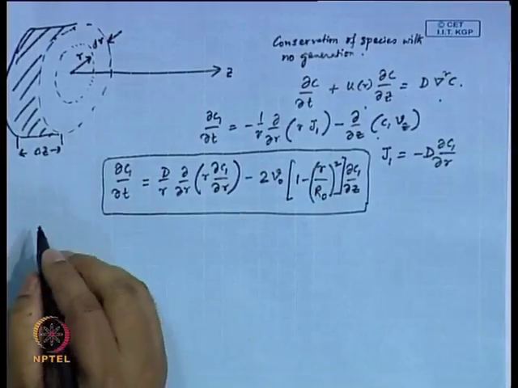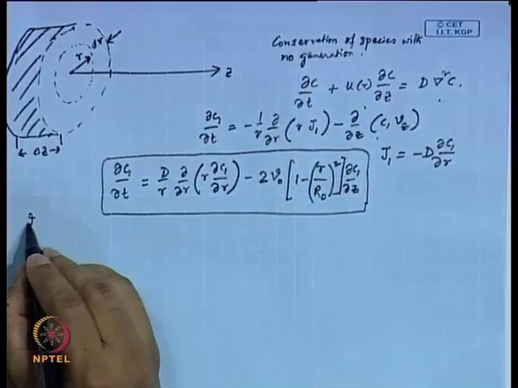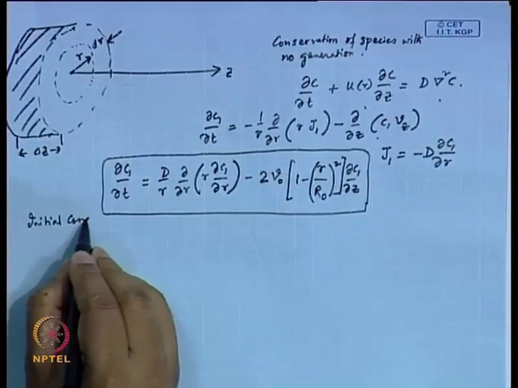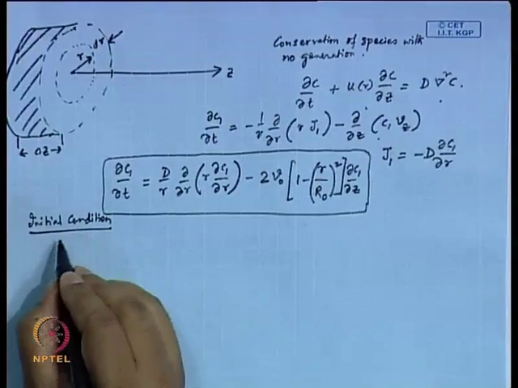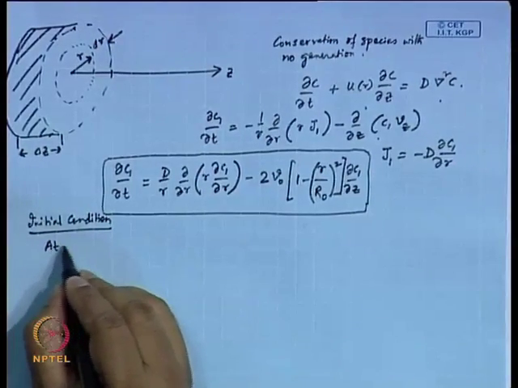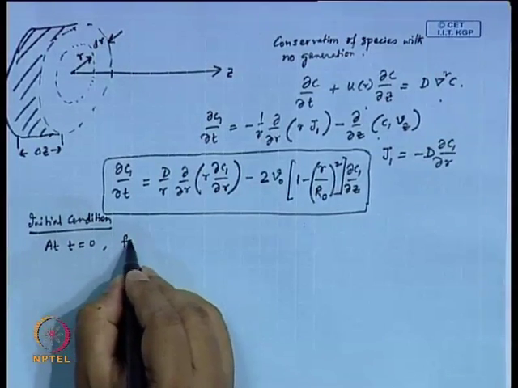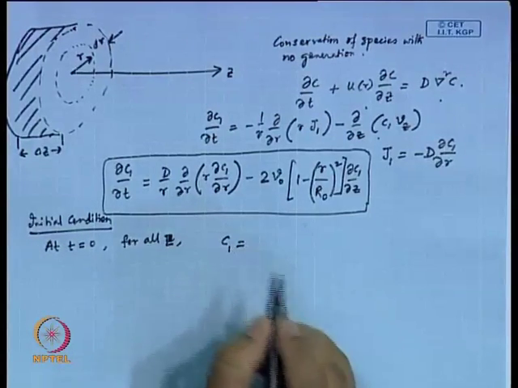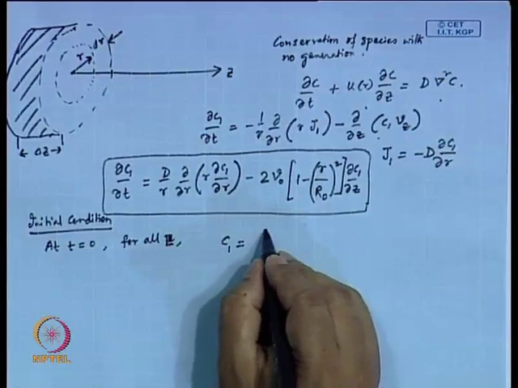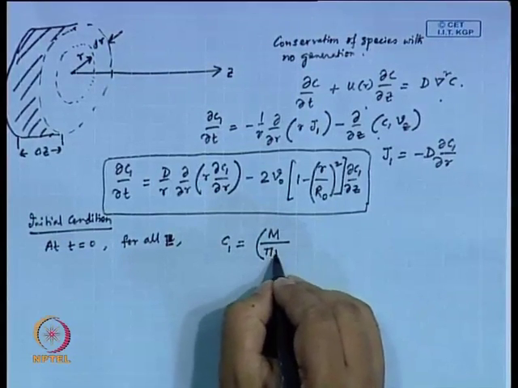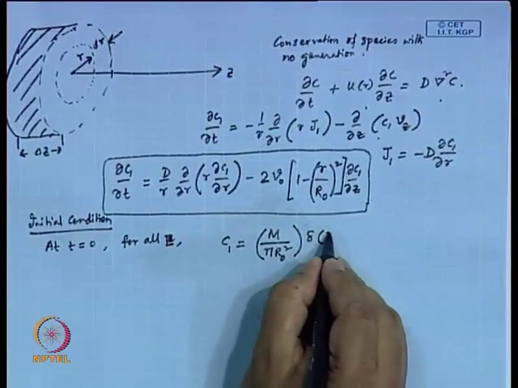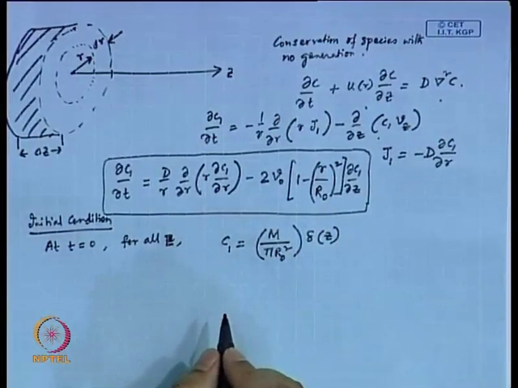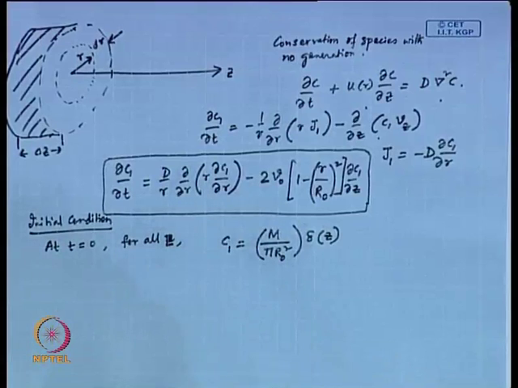spot of tracer here. So, the initial condition is at t equal to 0 for all z, C 1 is equal to that Dirac function, m by a, which is nothing but m by pi r 0 square, delta z. That is, at time t equal to 0 for all z, C 1 is equal to this. This is acceptable. At time t equal to 0, you are only introducing a Dirac function type pulse at the inlet.